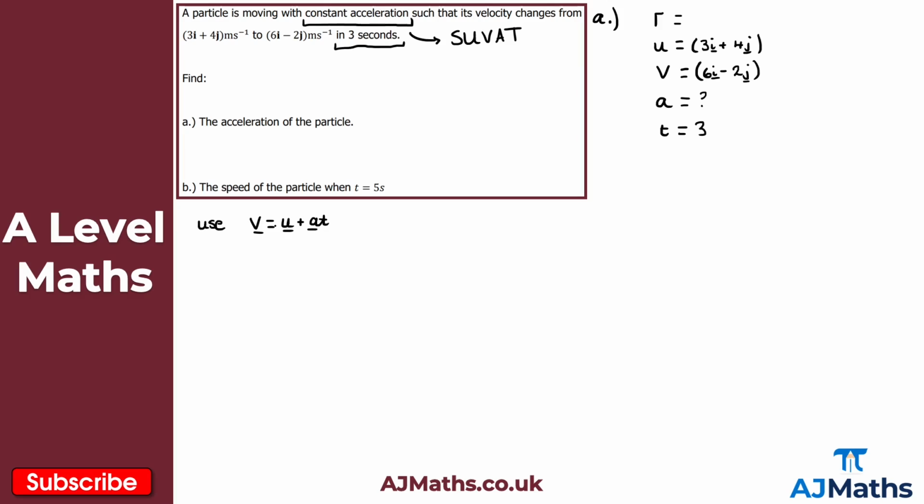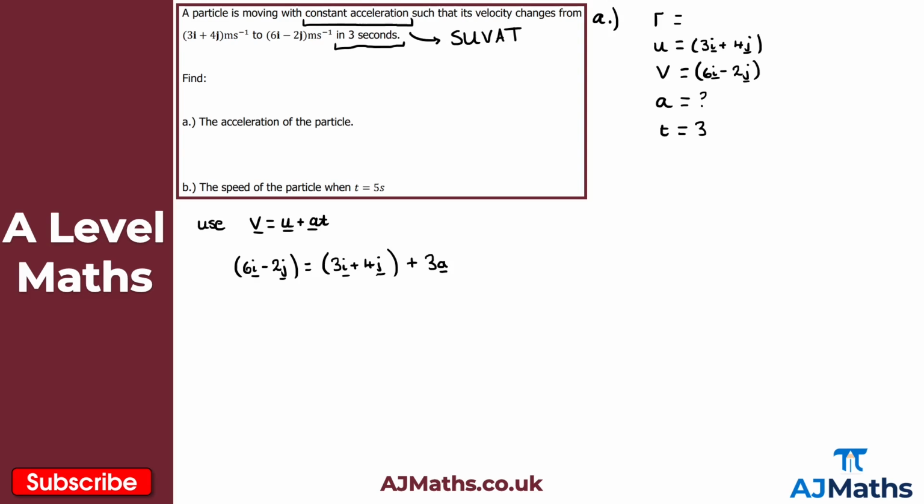So just marking my vectors here. What information do we already have? Well, we've got v, so that's 6i minus 2j. This is equal to u, which is 3i plus 4j. And we then have plus at here. We don't know what a is, but we know that t is equal to 3, so I get plus 3a there.